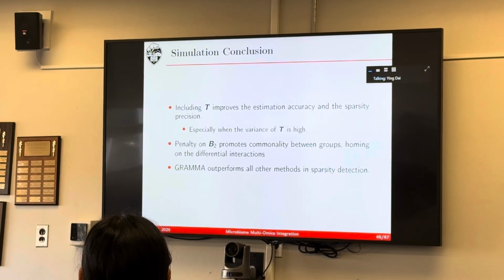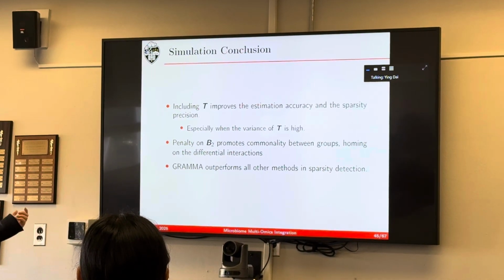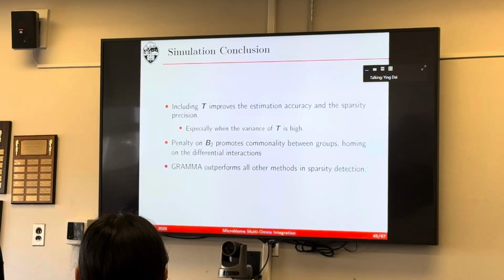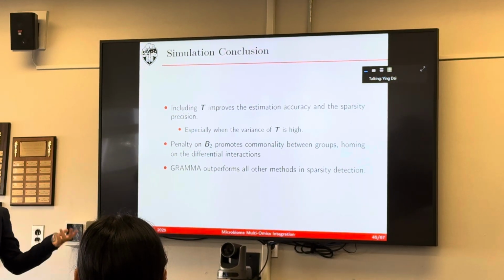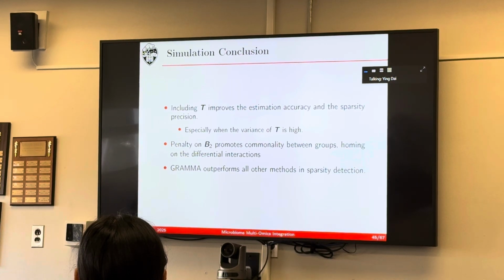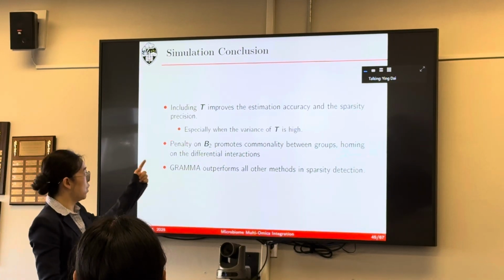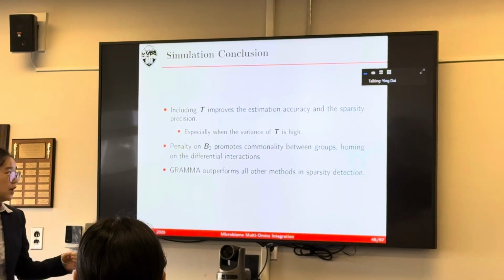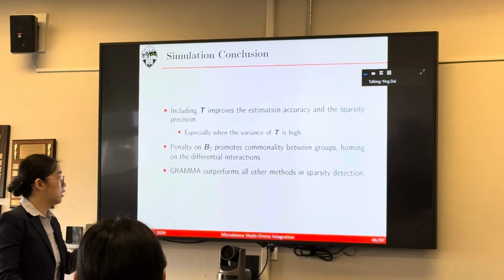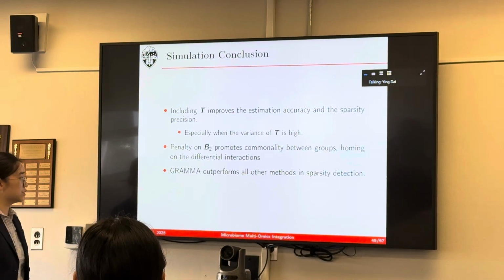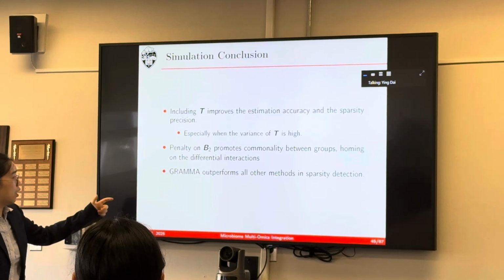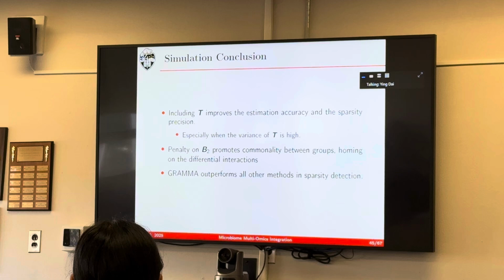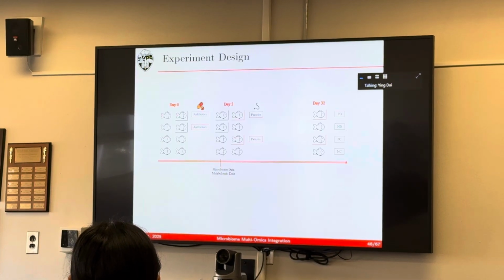So in conclusion, including t definitely improves the estimation accuracy and sparse precisions, especially when the variance in t is high. And then we penalized on B2, which promotes the commonality between groups, and that helps us in detecting the differential interactions. Our model outperforms all other methods on the sparse detection.